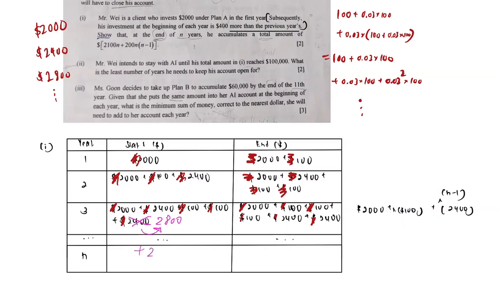Then the next year will be plus 3,200. Then the next year will be plus 3,600. So on and so forth. Is it clear? Yes or no? No, I cannot move on. Clear or not?